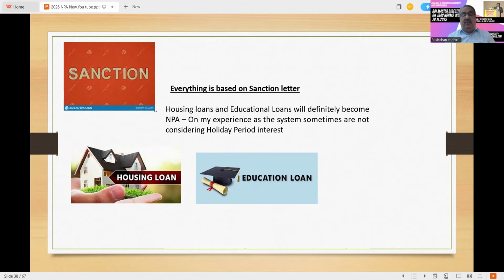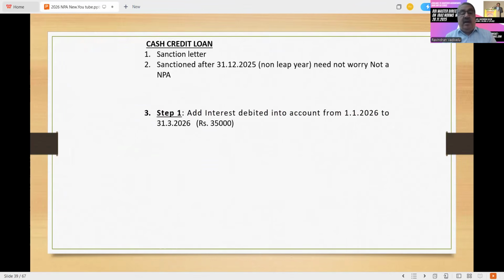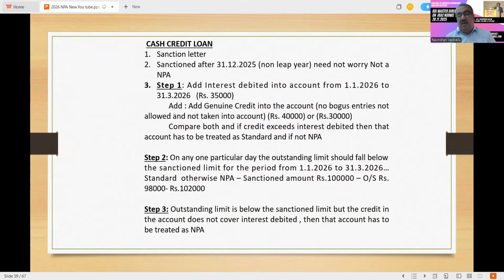Next thing that we have to go and see is the cash credit loan. In cash credit loan, there are 8 methods to arrive at the NPA. Step one. In that step one, so far we have seen the term loan. Now we are going for the CC loan.